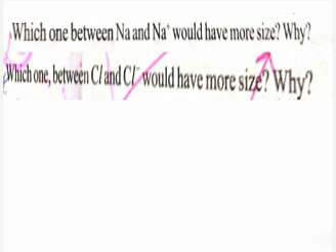Okay, so between the Cl and Cl minus, which has more size? Why? Chlorine, atomic number 17, electronic configuration 1s2 2s2 2p6 3s2 3p5. So the last shell, third shell: 3s2 3p5 means 5 plus 2, 7 electrons are there. Is it stable? Not stable. Does it obey the octet rule? It does not obey the octet rule. Why? Because in the third shell only 7 electrons are there. So to get an octet, how many are less? One is less.